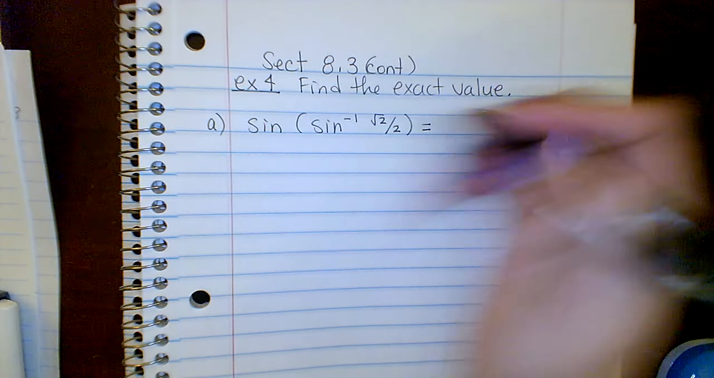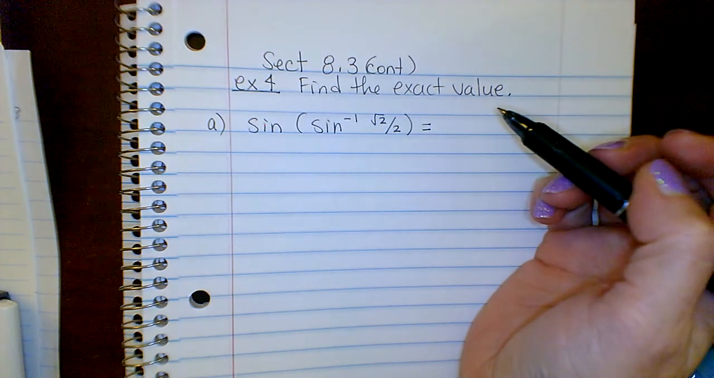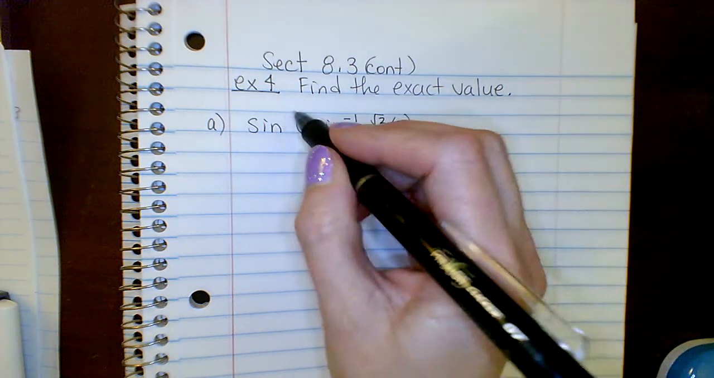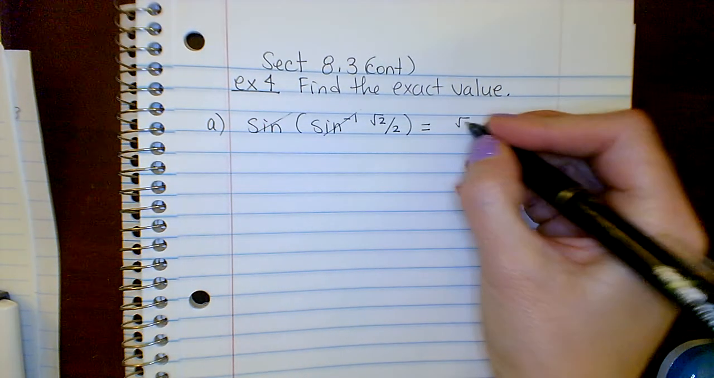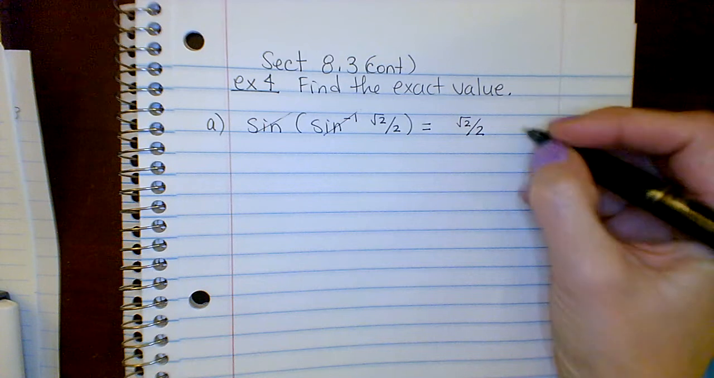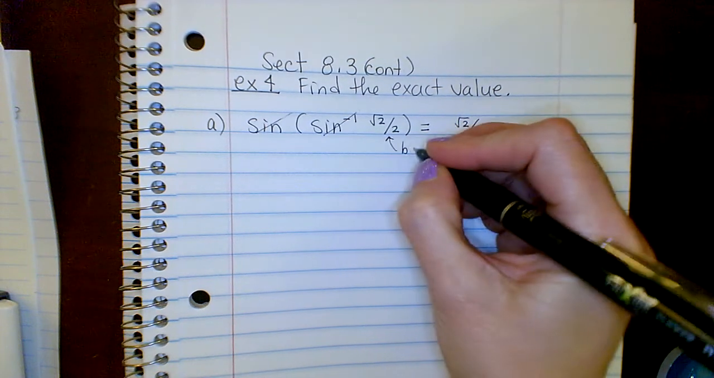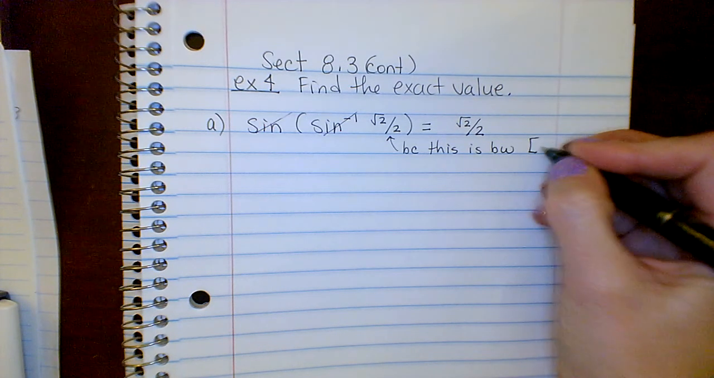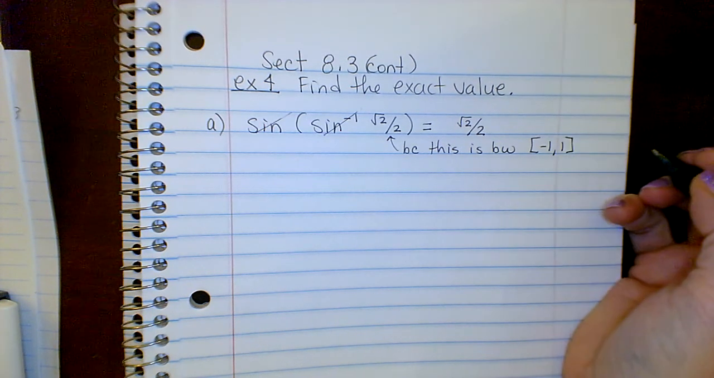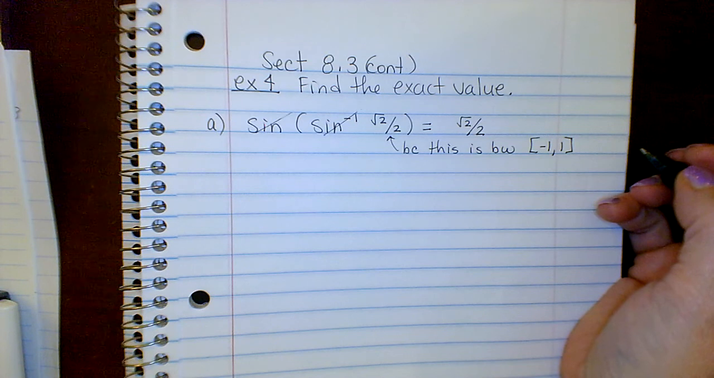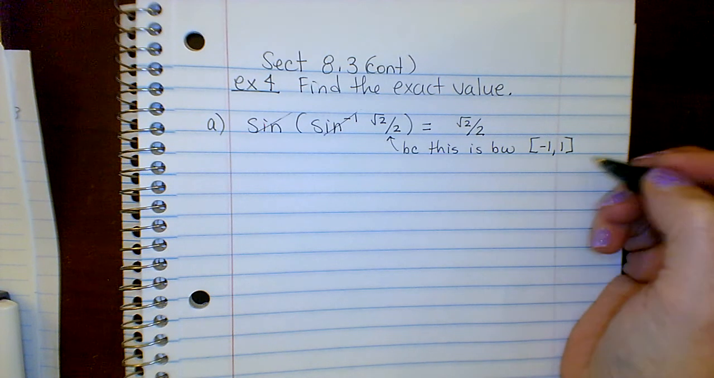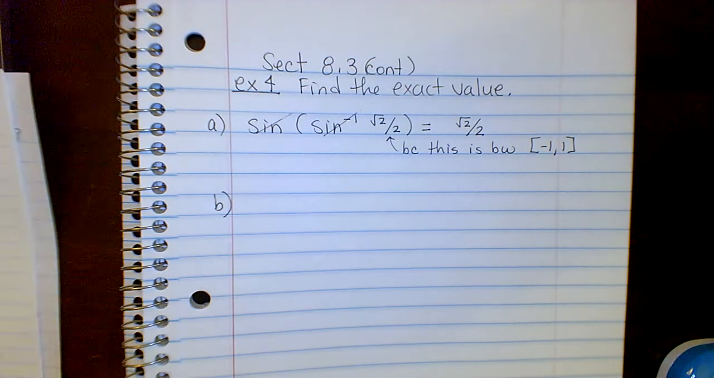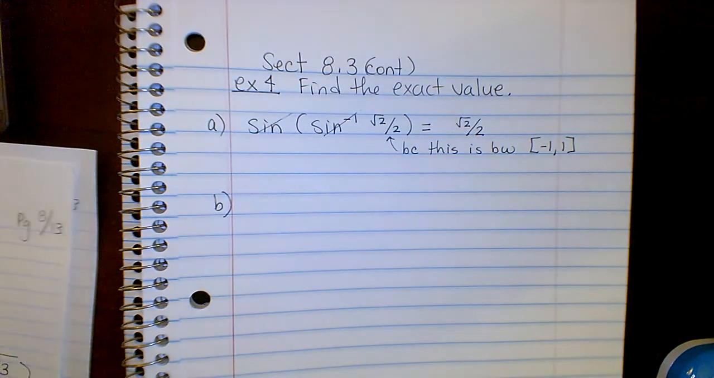So essentially, these two, you can kind of think of it as canceling, kind of like a square root and a squared, right? These two functions undo each other, and you get root 2 over 2, only because this argument is between -1 and 1. If it was outside of that, there would be no solution because the sine function doesn't go outside of -1 to 1.